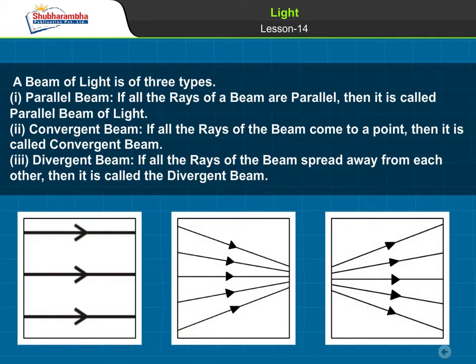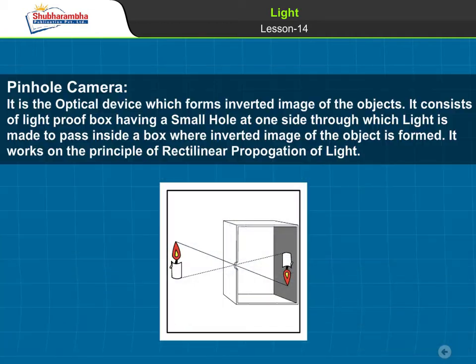1. Parallel beam. If all the rays of a beam are parallel, then it is called parallel beam of light. 2. Convergent beam. If all the rays of the beam come to a point, then it is called convergent beam. 3. Divergent beam. If all the rays of the beam spread away from each other, then it is called the divergent beam.